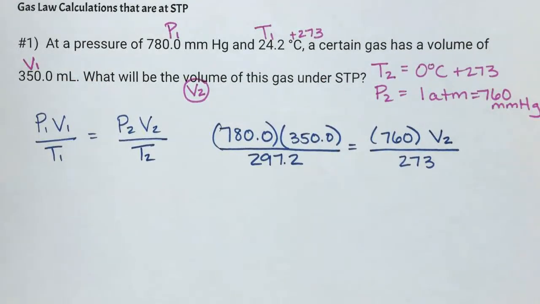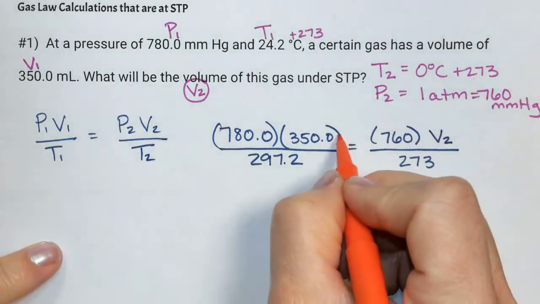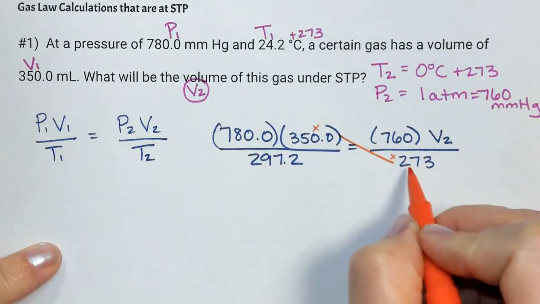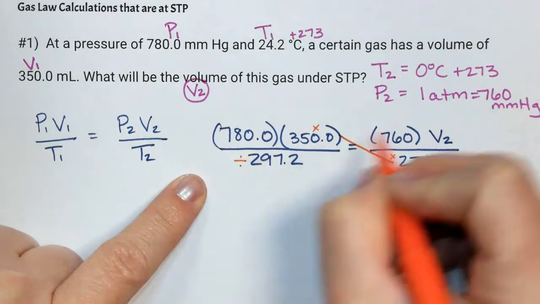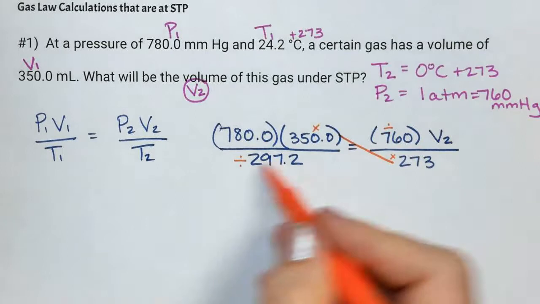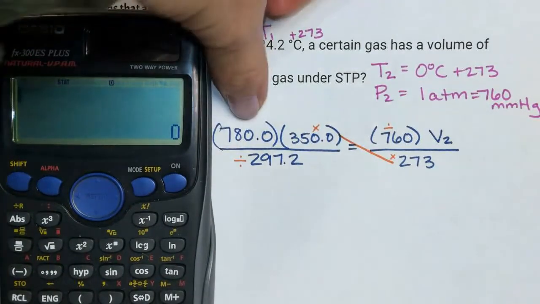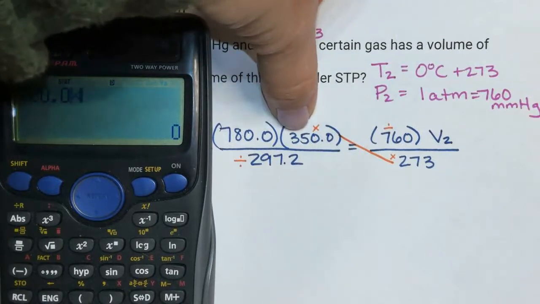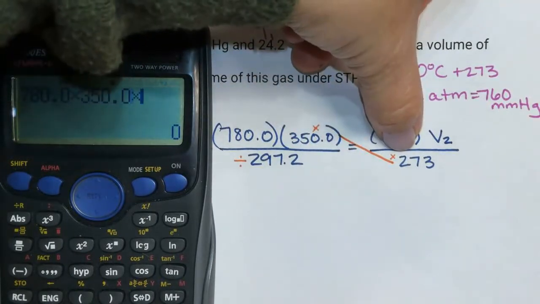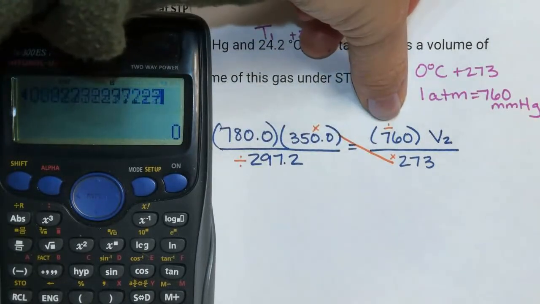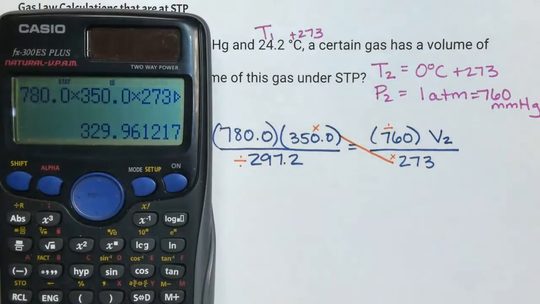So now that I have all of this lined up, I can solve my problem where I'm going to do this first, 780 times 350 times 273, and then it's divided by this number, divided by this number, because we always divide by the numbers that are associated with my variable, which in this case is V2. So when I type this in my calculator, it's going to go 780.0 times 350.0 times 273, and then I'll hit divided by 297.2 divided by 760, and that gets me this final answer.